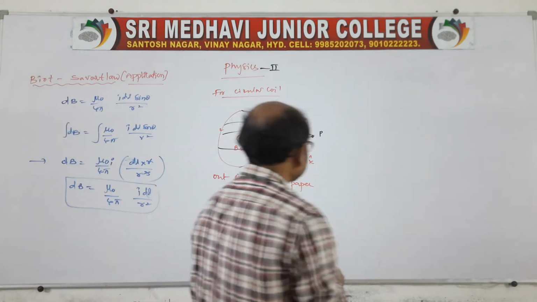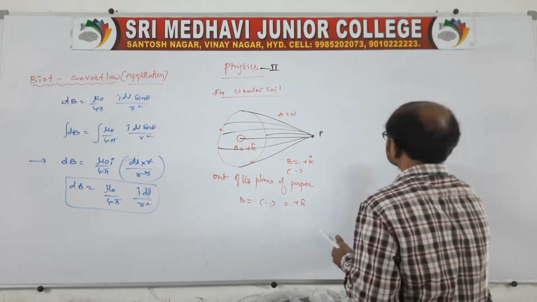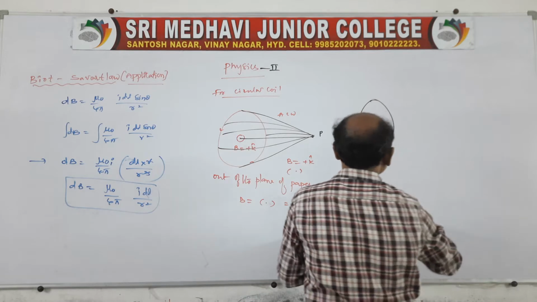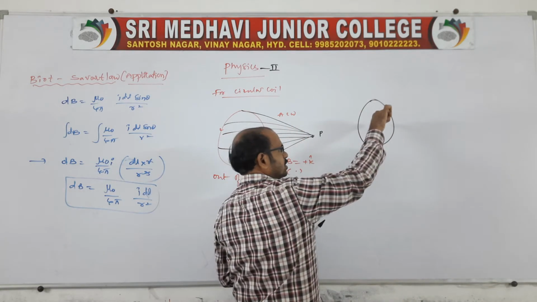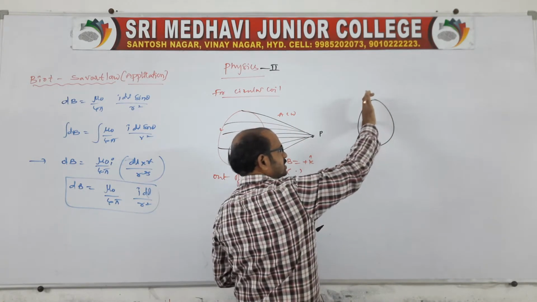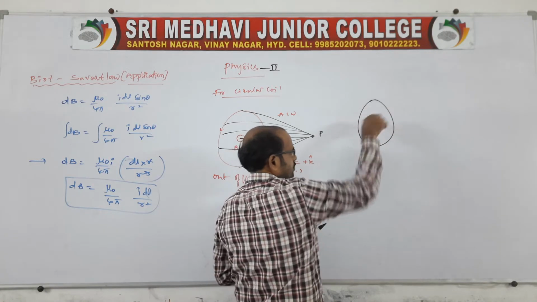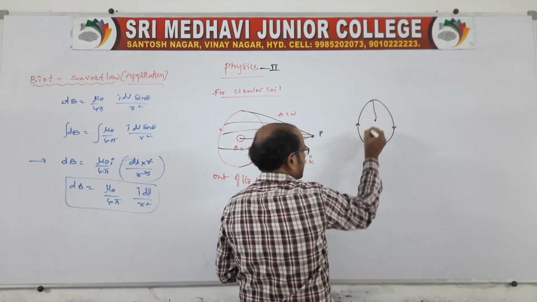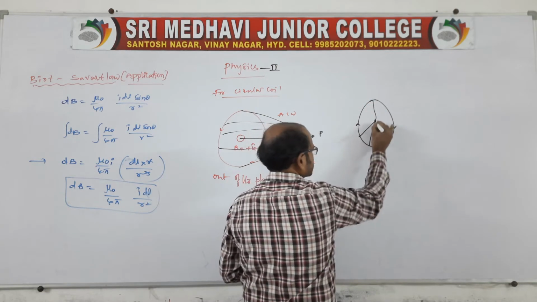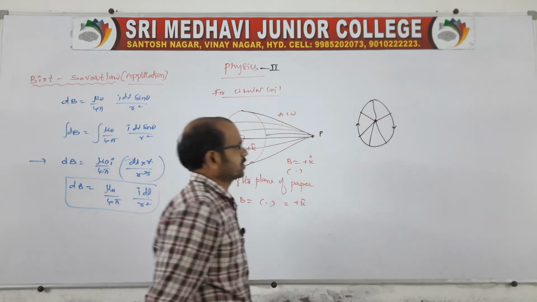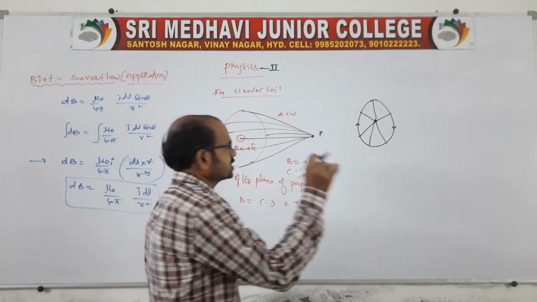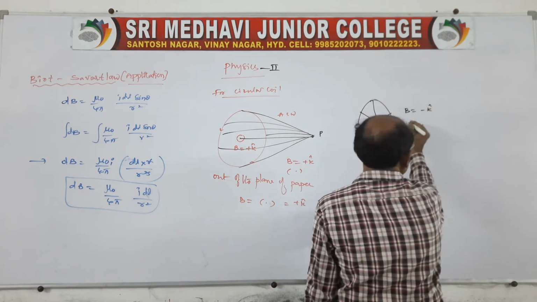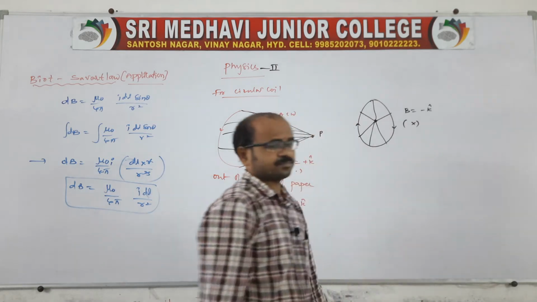Now I want to say about the clockwise direction. Suppose the direction of current is clockwise. That means we put the thumb on the paper like this, so that the direction of current is clockwise. Then there will be a magnetic induction from each and every point acting at the center, into the plane of the paper. So B is equal to minus k cap, and the field is indicated by a cross.